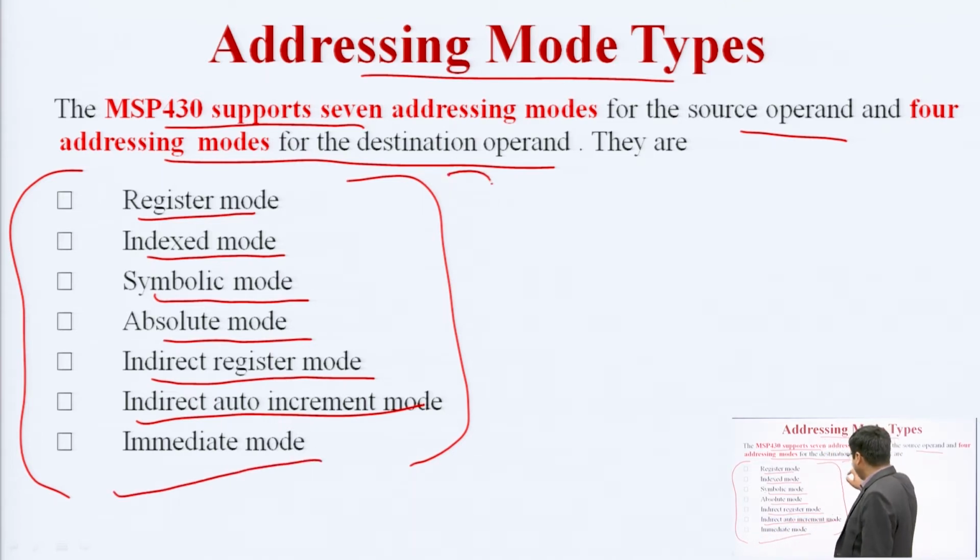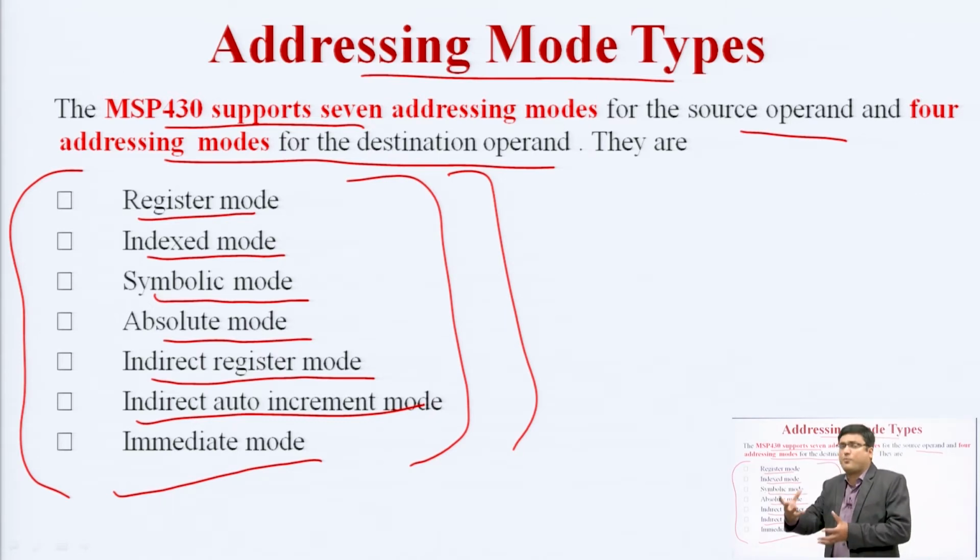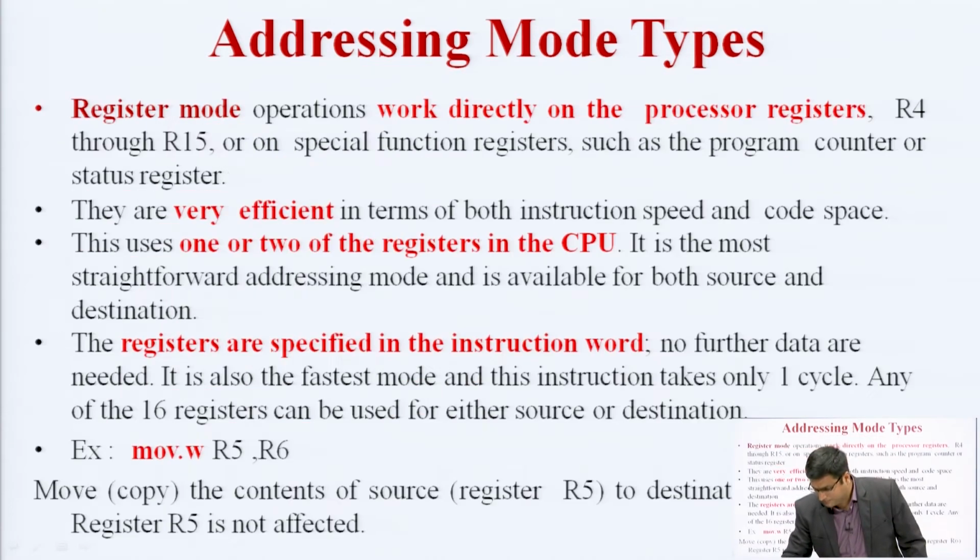So, basically these addressing modes tell us how the opcodes operate on the operands. All the data, all the things are operated on the operands by the opcodes. Now, start with the first one, that is the register addressing mode. As the name implies, in register addressing mode, both the operands are registers.